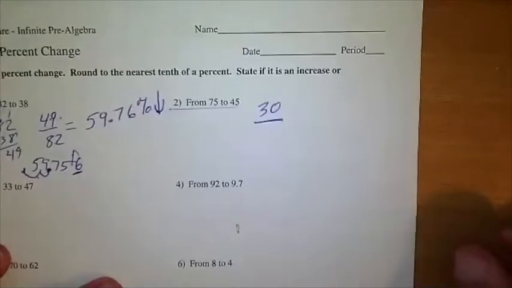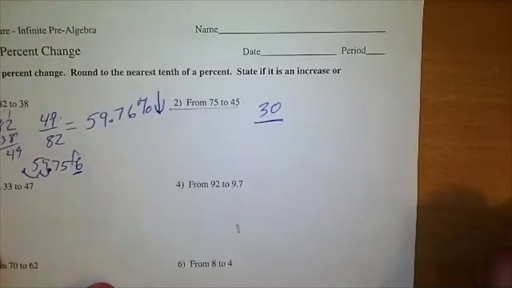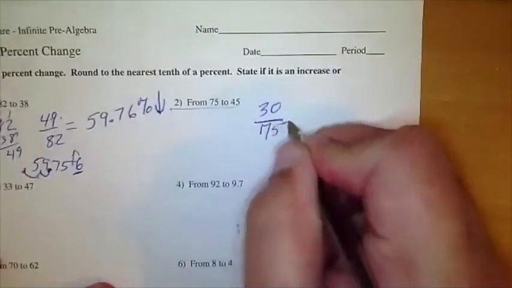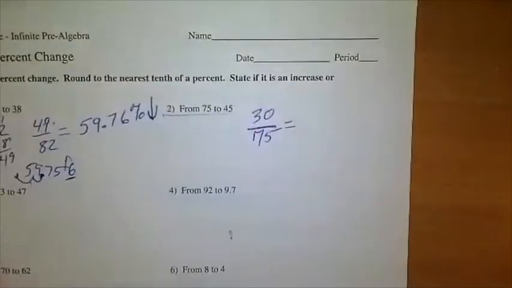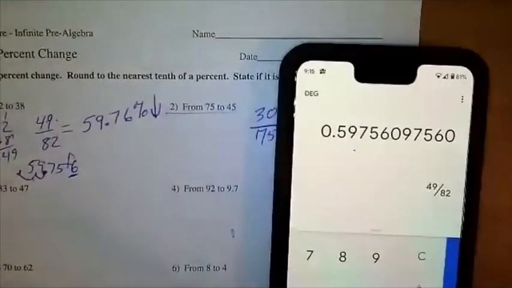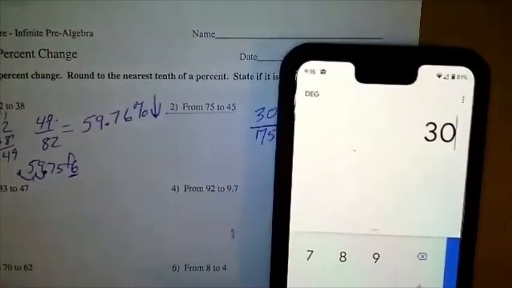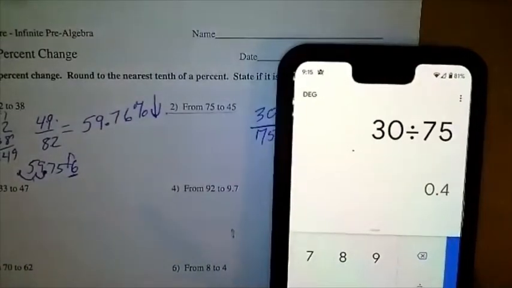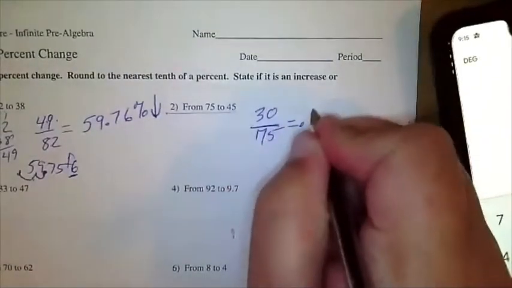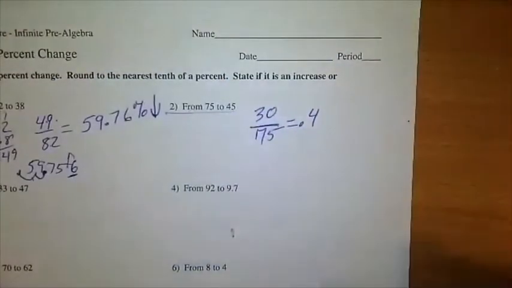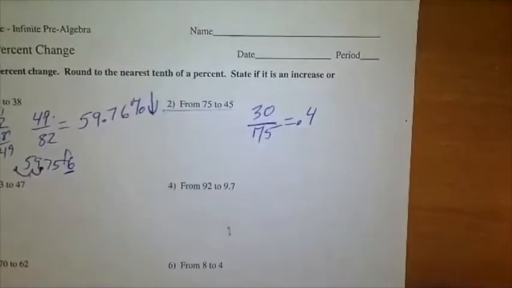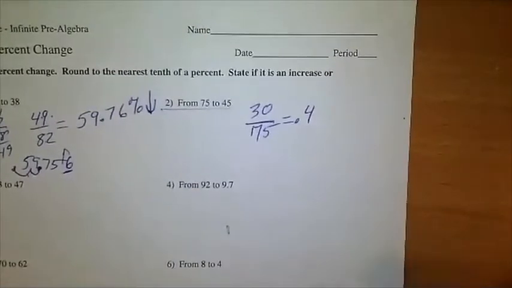So I have 30 on the top. What number would go on the bottom as being the original number then? Good, good. Now, I'm going to do my division. Let's do 30 divided by 75, and I get 0.4. Now, who can remember what 0.4 is as a percent? Tell me what 0.4 would be as a percent.